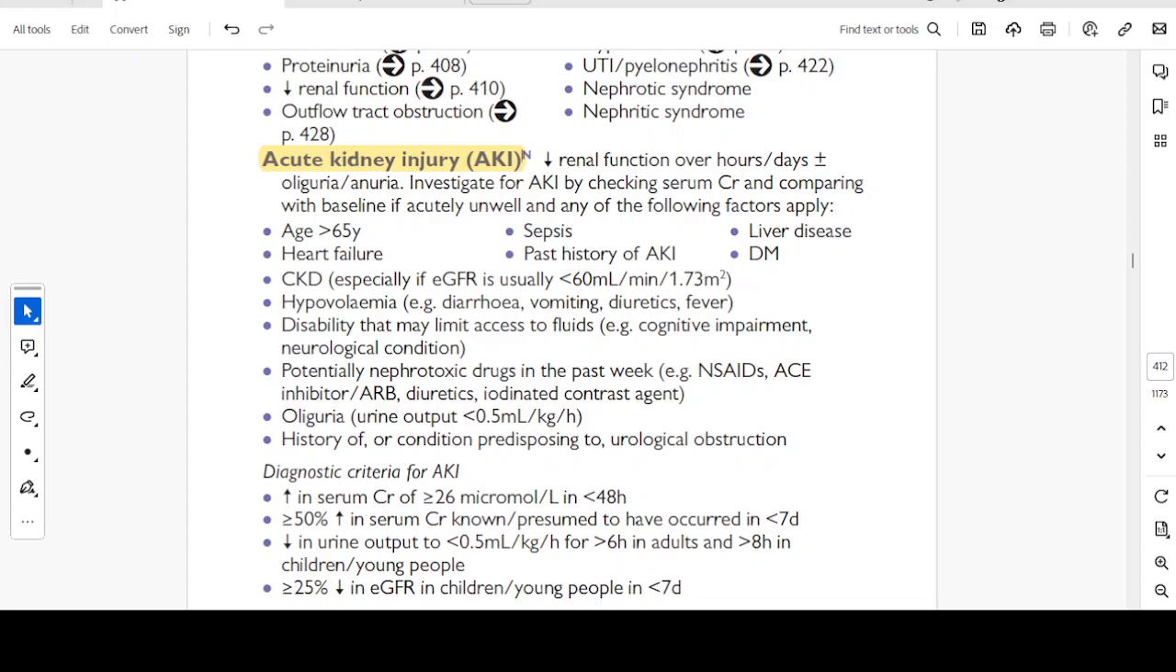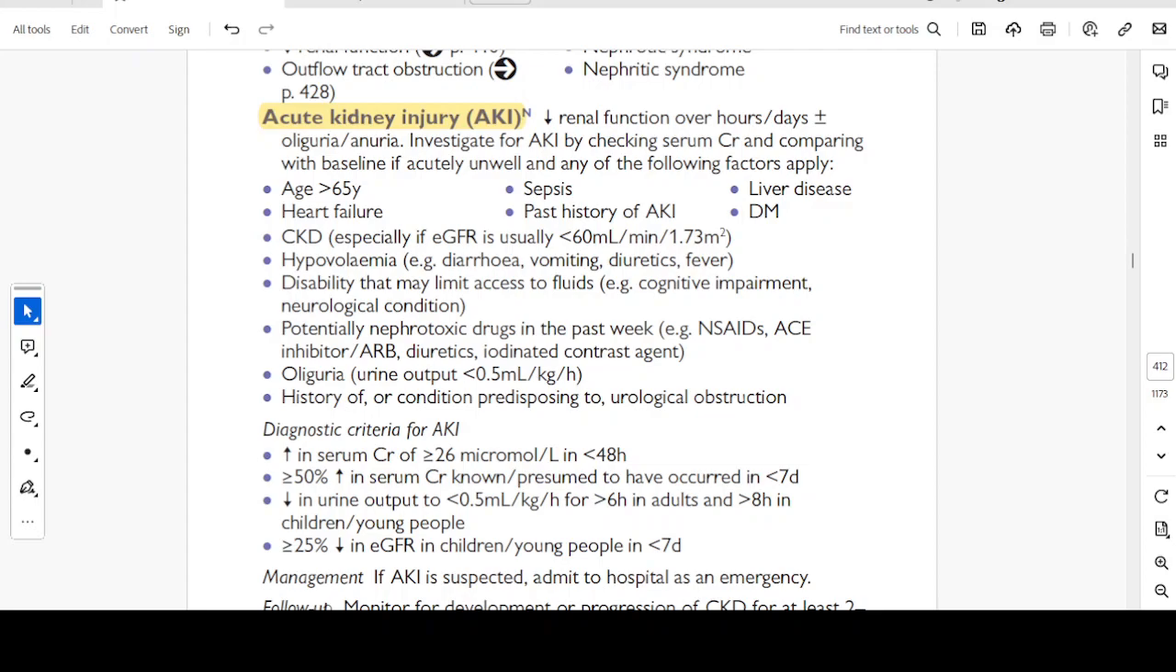CKD, especially if eGFR is usually less than 60 milliliters per minute. Hypovolemia, for example when there is diarrhea, vomiting, diuretics, fever. Disability that may limit access to fluids, for example cognitive impairment or neurological conditions. Potentially nephrotoxic drugs in the past week like NSAIDs, ACE inhibitors, ARBs, diuretics, iodinated contrast agent. These are all nephrotoxic. Oliguria, urine output less than 0.5 ml per kg per hour. History of or condition predisposing to urological obstruction.